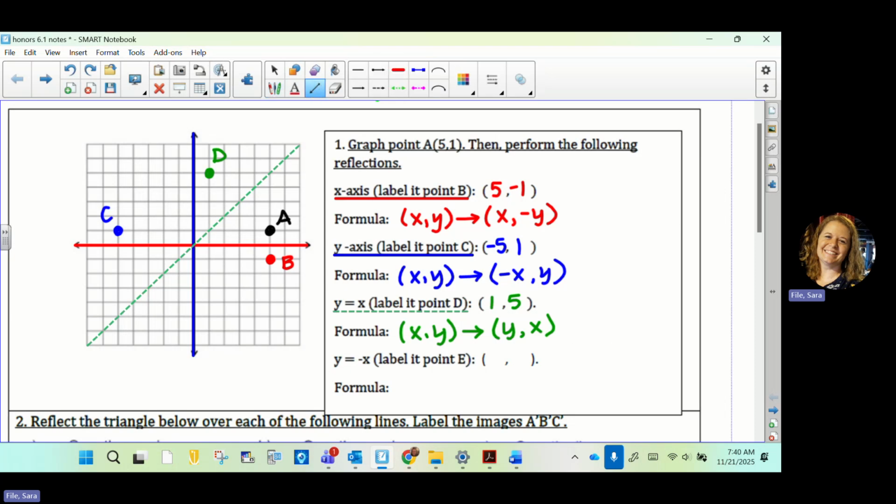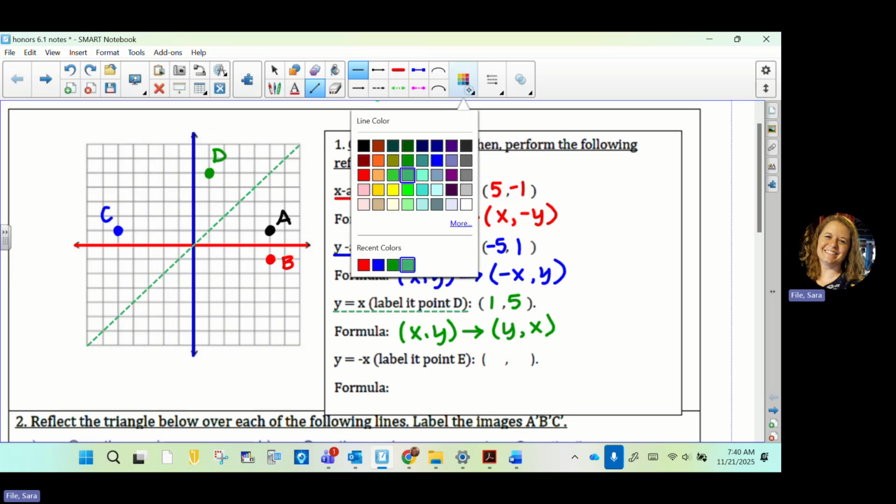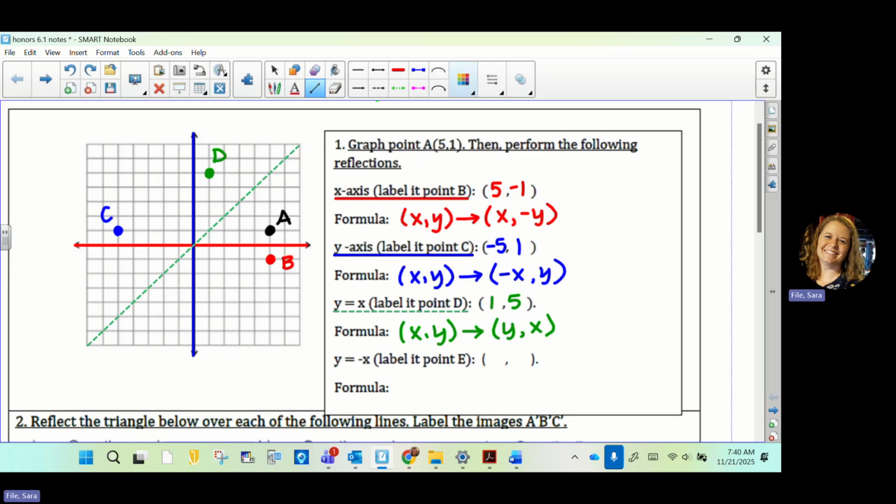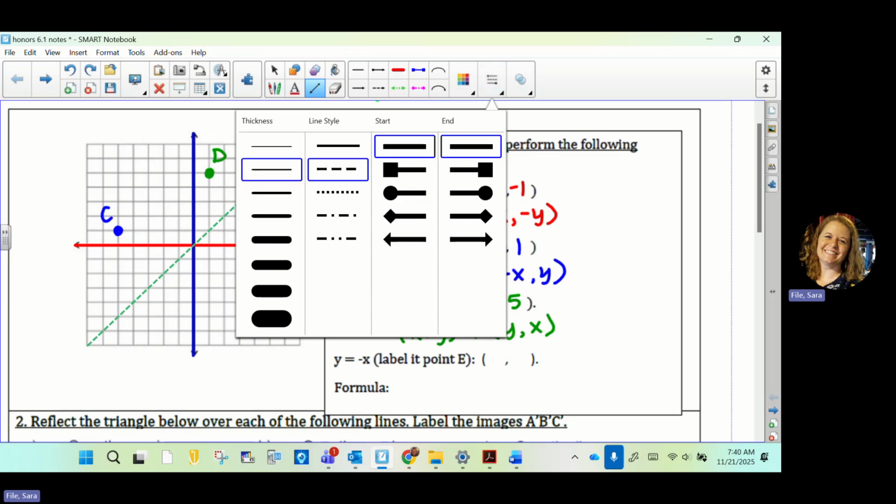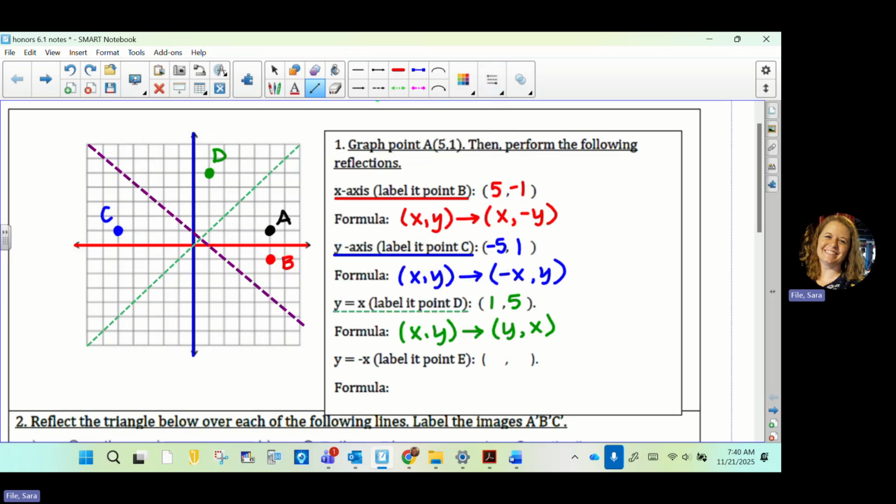So that is a diagonal line again, with a slope of 1, or excuse me, negative 1 this time. It goes through the origin. So here is the line Y equals negative X. I'm going to go back to my original point A, the black one, and reflect across this purple line. So 1, 2, 3, 1, 2, 3 at the angle would put me here. I'm going to label that as point E.